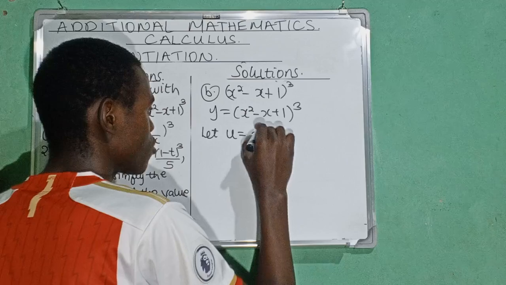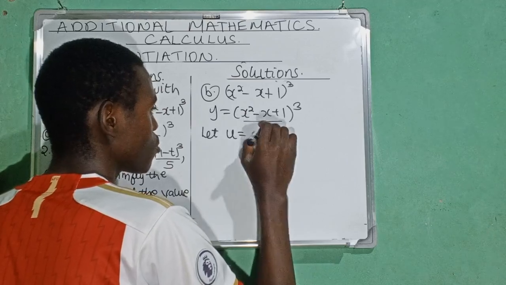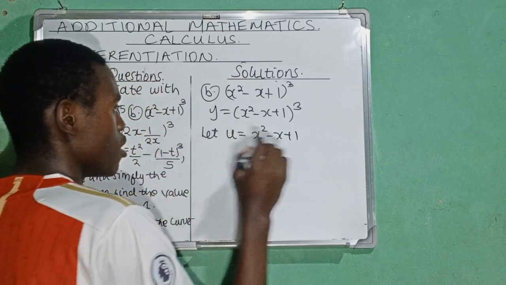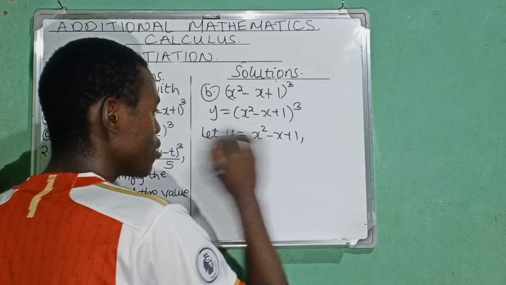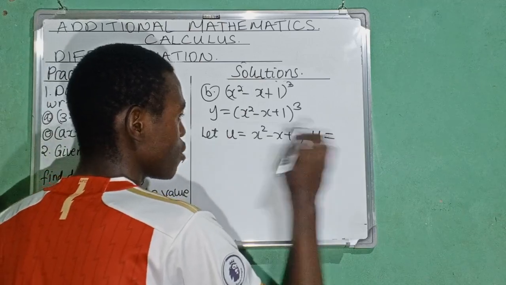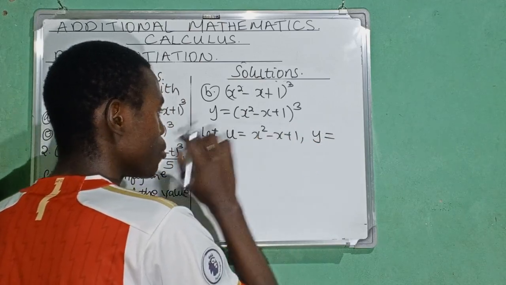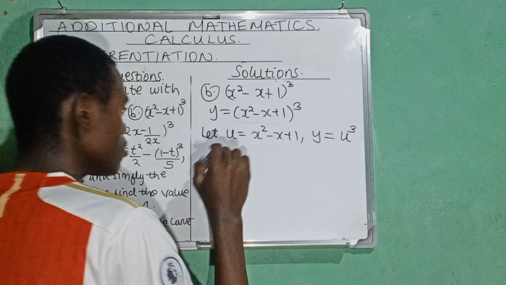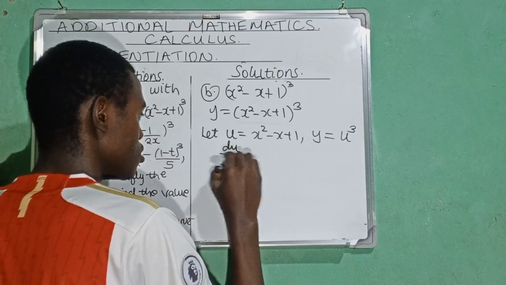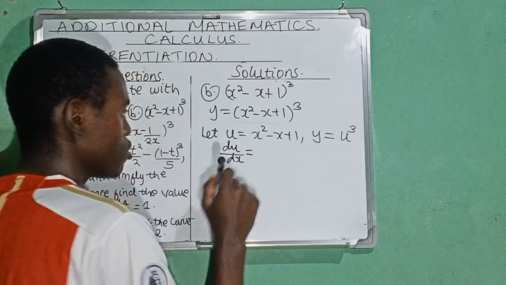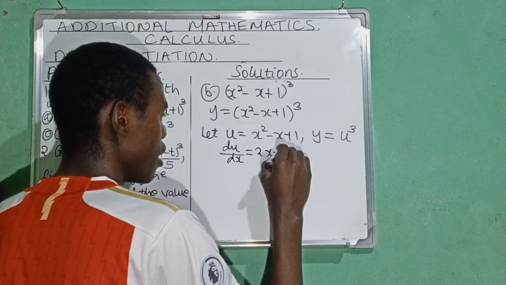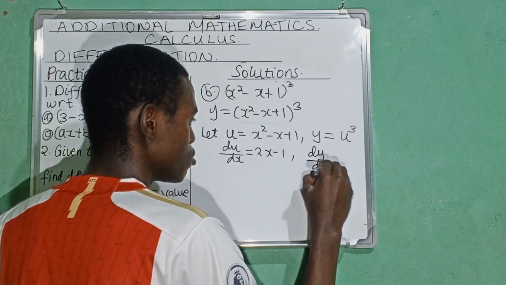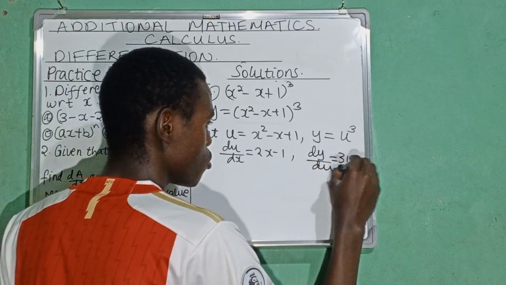So x squared, I'm just copying this here, x squared minus x plus 1. That's your u. And then whatever remains will be y. Y is equal to what? This has now become u. So it is u raised to the power 3. So your du dx is equal to 2x minus 1. And then here your dy du is equal to 3u squared.